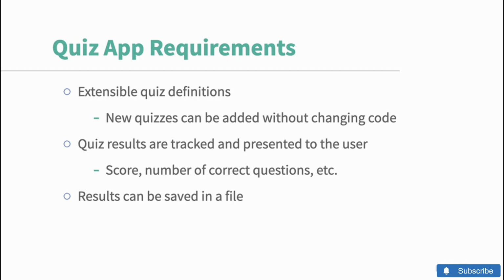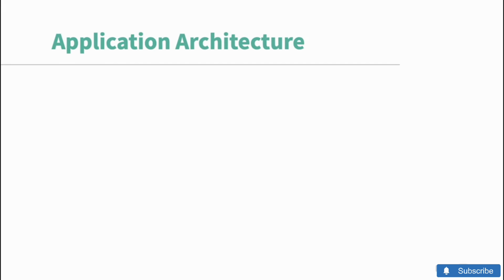Okay, so now that we know the high-level requirements of the app and we've seen the finished app in action, let's plan the app architecture. We'll do that in a separate video. Just as you wouldn't try to build a house without a set of plans and blueprints, it's useful to plan the architecture of the application before we get started writing any code. So let's take a look at the high-level architecture of our quiz application.